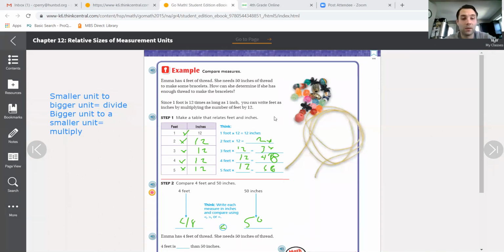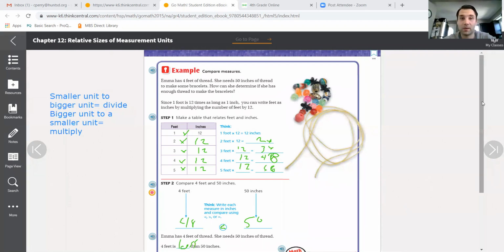Okay, so let's read this question and continue on with step number 2. Emma has 4 feet of thread. She needs 50 inches of thread. So does she have enough? 4 feet is blank than 50 inches. So what am I going to put in there? Does she have enough thread? Fortunately, Emma does not have enough thread. So that's going to go less than 50 inches. Less than 50 inches.